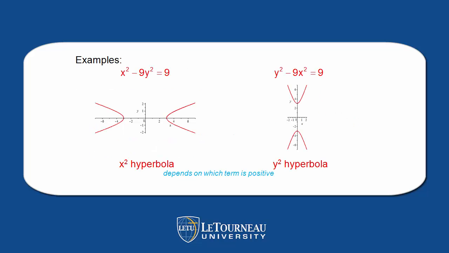Now, let's look at hyperbolas that we're more interested in. Notice we have x squared hyperbolas and y squared. How do we tell? By the positive term. If x squared is positive, notice the hyperbola opens to the right and left. If y squared is positive, then the hyperbola opens up and down.